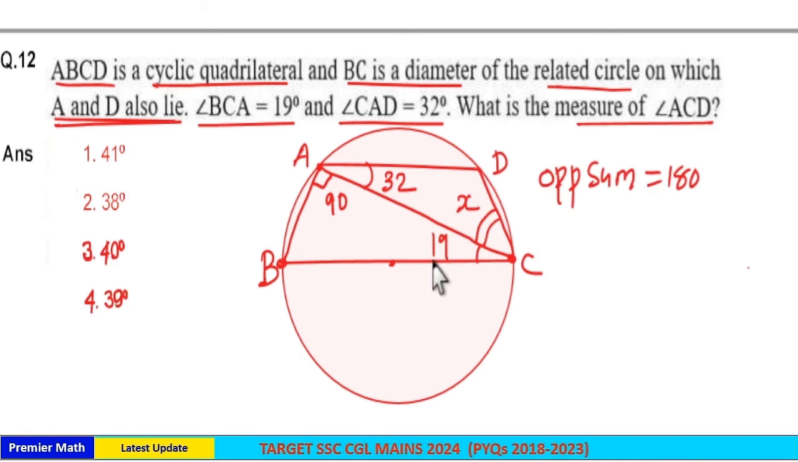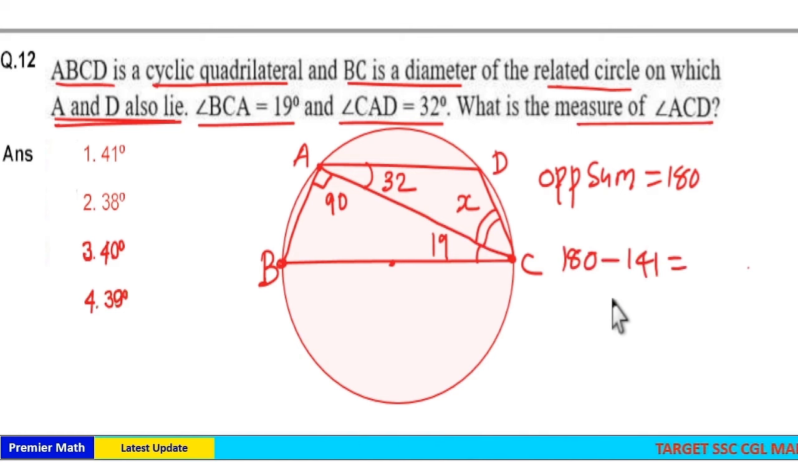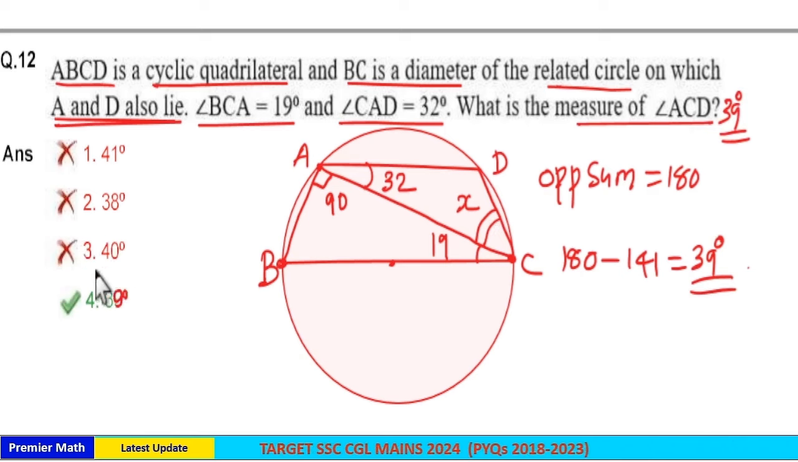32 plus 18 is 50. 32 plus 19 is 51. So 90 plus 51 is 141. Then 180 minus 141 is X degree, that is ACD, which is 39 degree. So angle ACD is 39 degree. Option 4 is your answer.